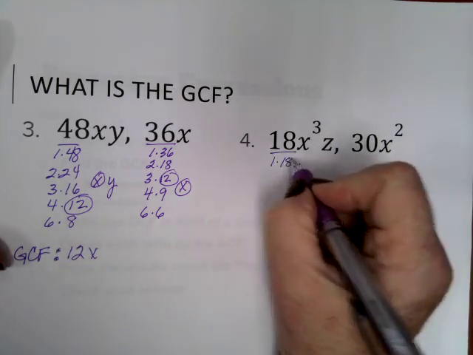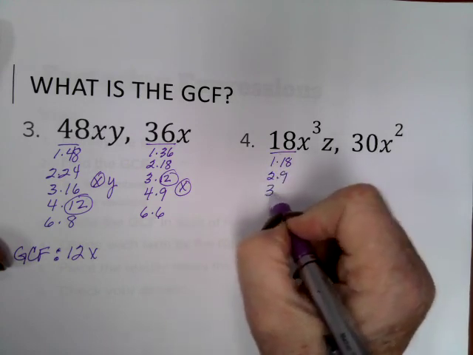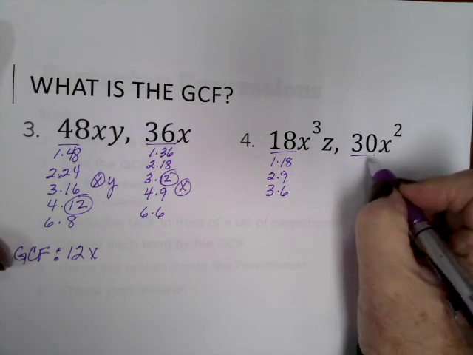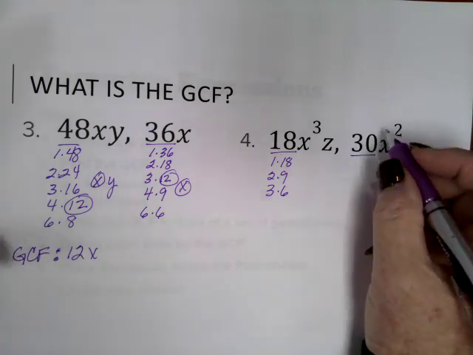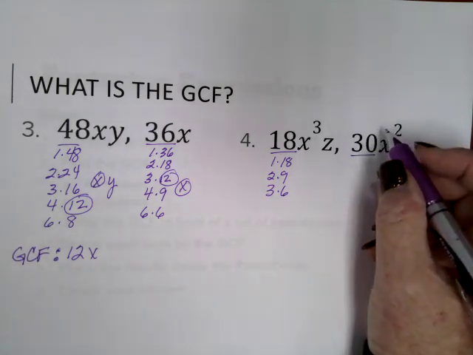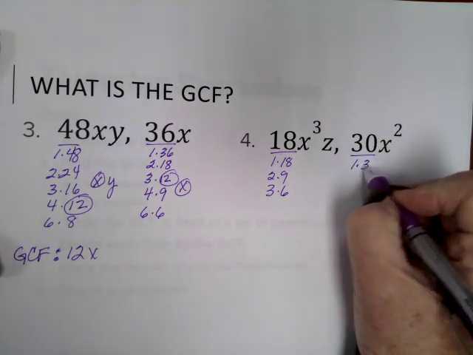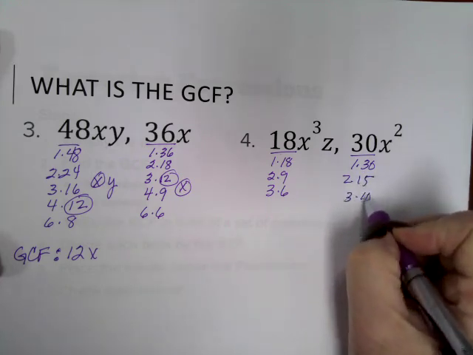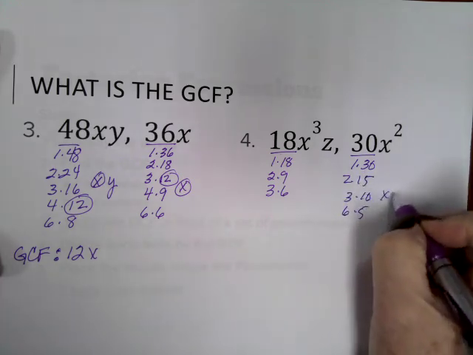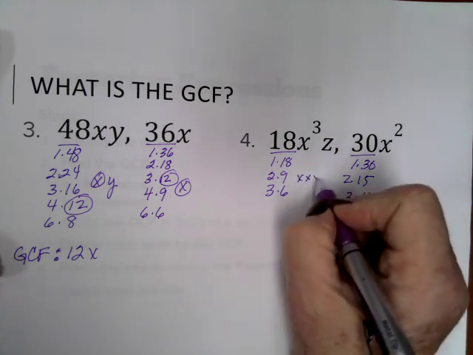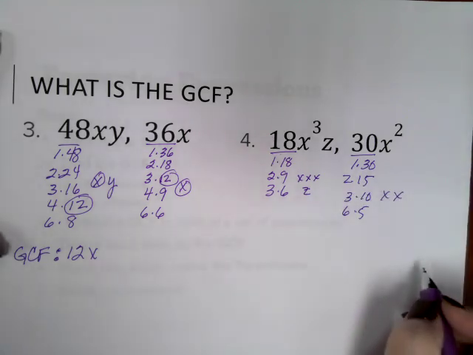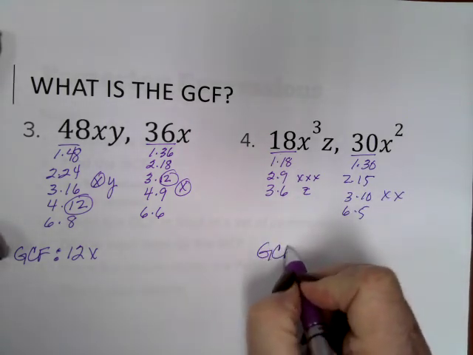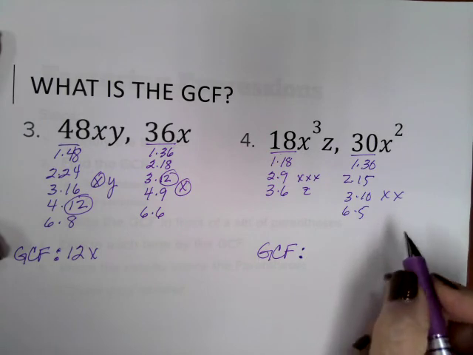18, 1 and 18, 2 and 9, 3 and 6, and I believe that's it. 30, we already did 30. If you want to go back and look at problem number 1, we already have the factors listed there. They're on repeat here. 3 and 10, 6 and 5, 2 x's. We've got 3 x's over here and a z. Okay, what's the greatest number that they have in common?